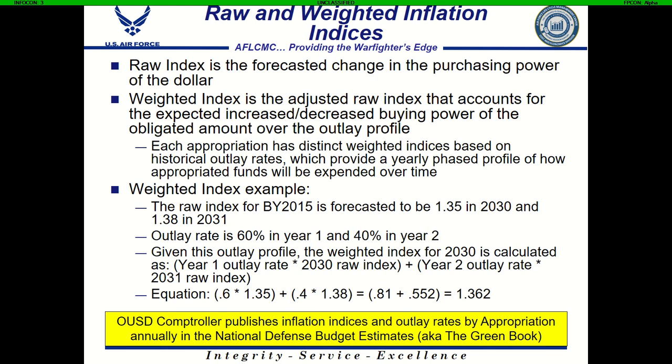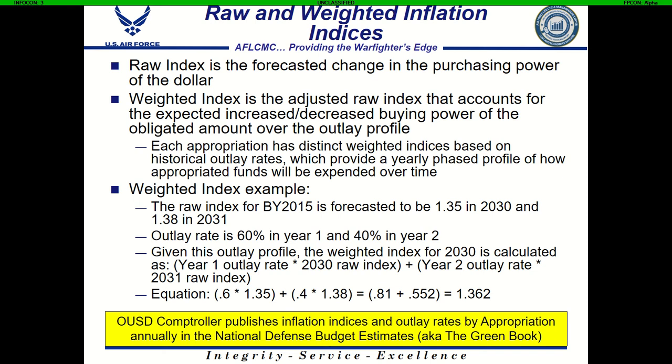Given this outlay profile, we create a weighted index for the year 2030, calculated by multiplying the first year's outlay rate by the raw index. Then we add the second year's outlay rate times the raw index. You see the equation here: 0.6, being 60%, the first year's outlay rate, times 1.35, plus the 40% from year two, and then we get the total amount.